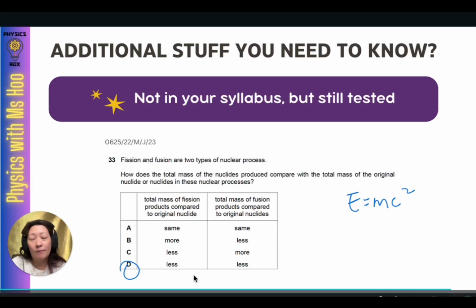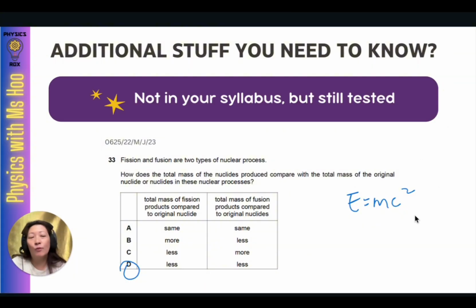What happened to the mass that was lost? It has been converted into energy. And that's what this formula is for. Now the good news is you don't need to know this formula, but you should be aware that the mass decreases. So how come this question still popped up even though it's no longer in the syllabus?